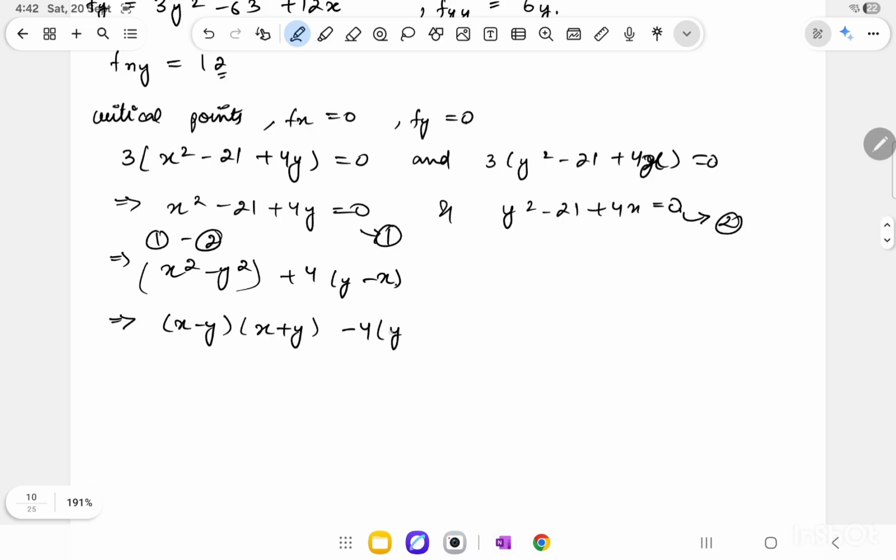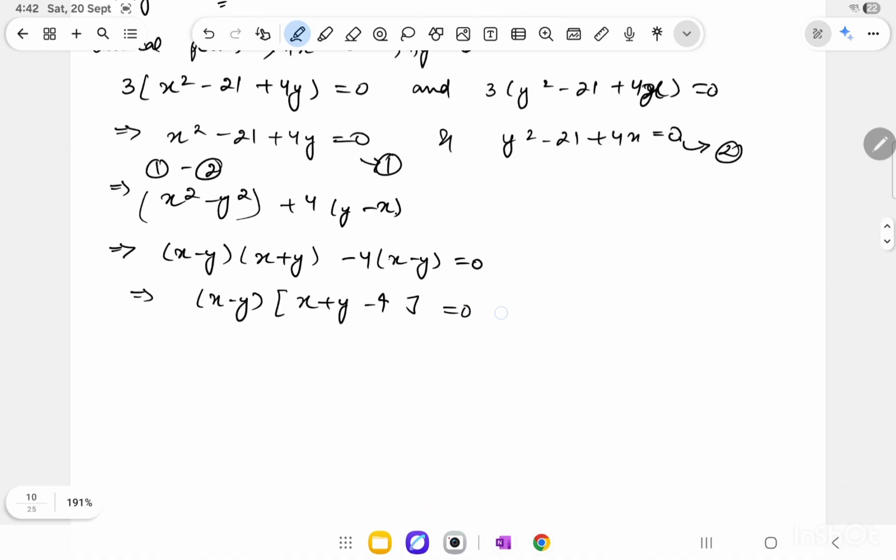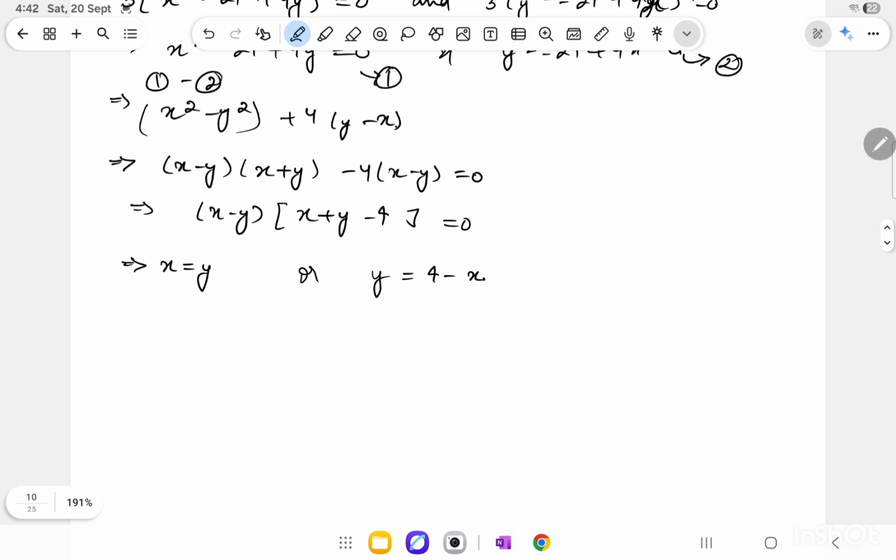So it will be minus 4 of x minus y equals to 0. Now I can take x minus y common throughout, so I'll be getting x plus y minus 4 equals to 0. So that basically gives me either x is equals to y or y is equals to 4 minus x.